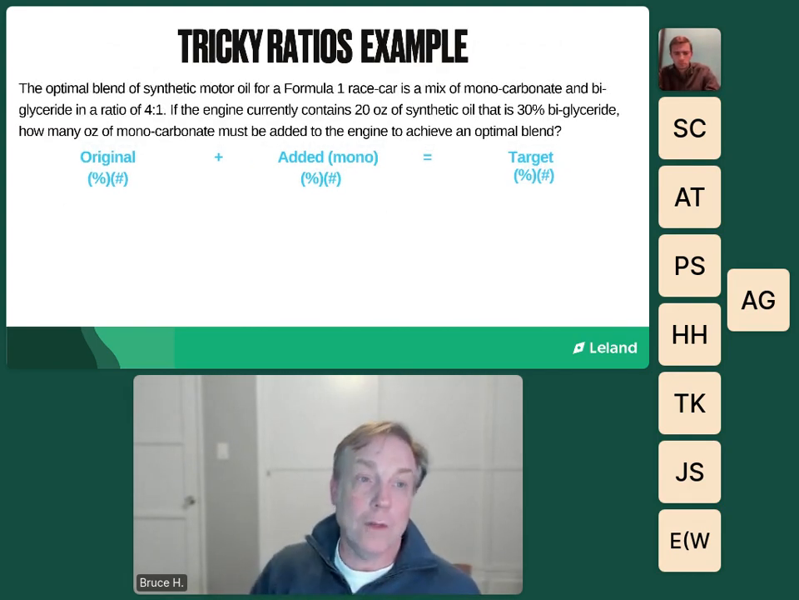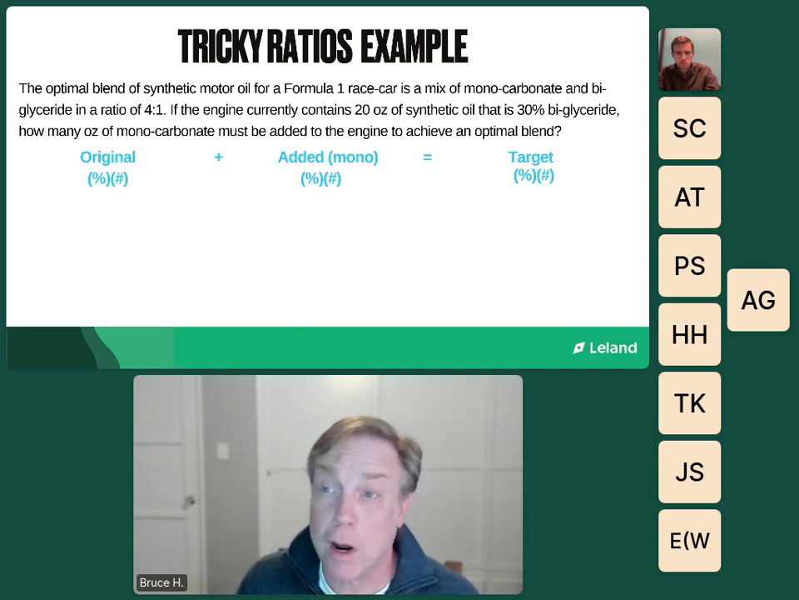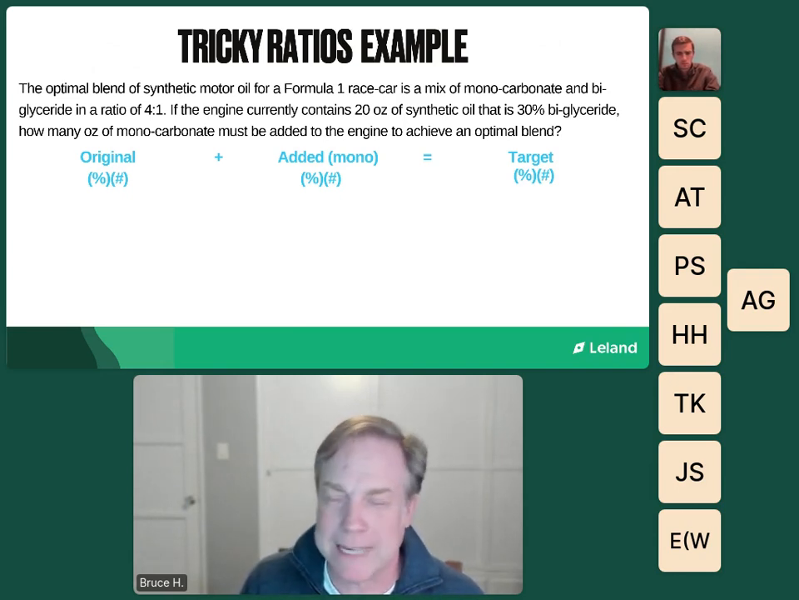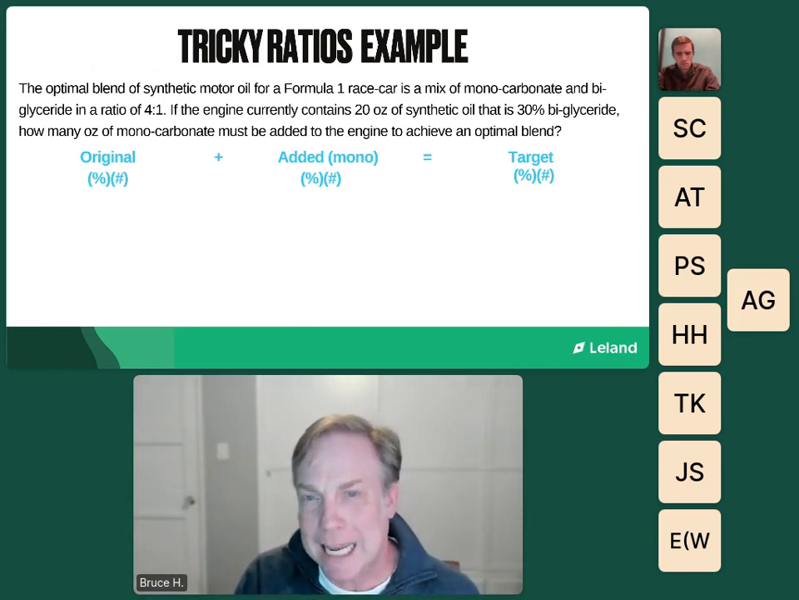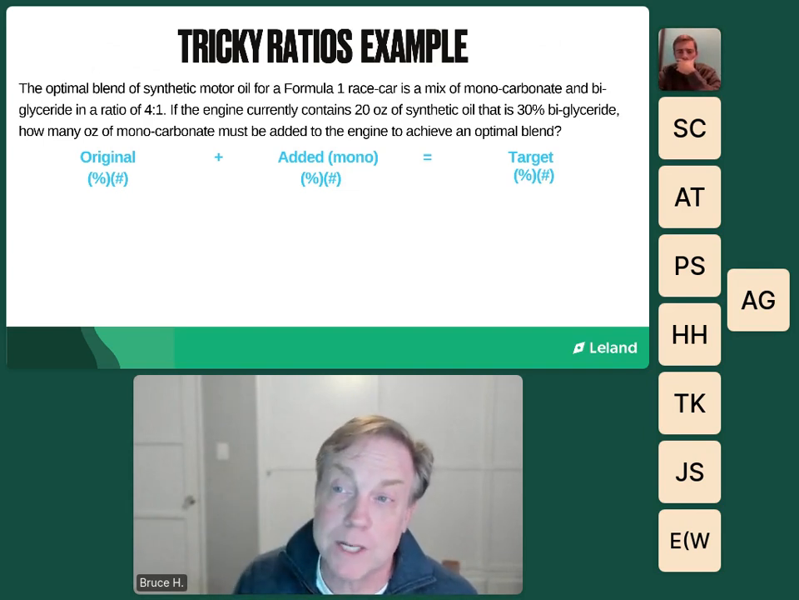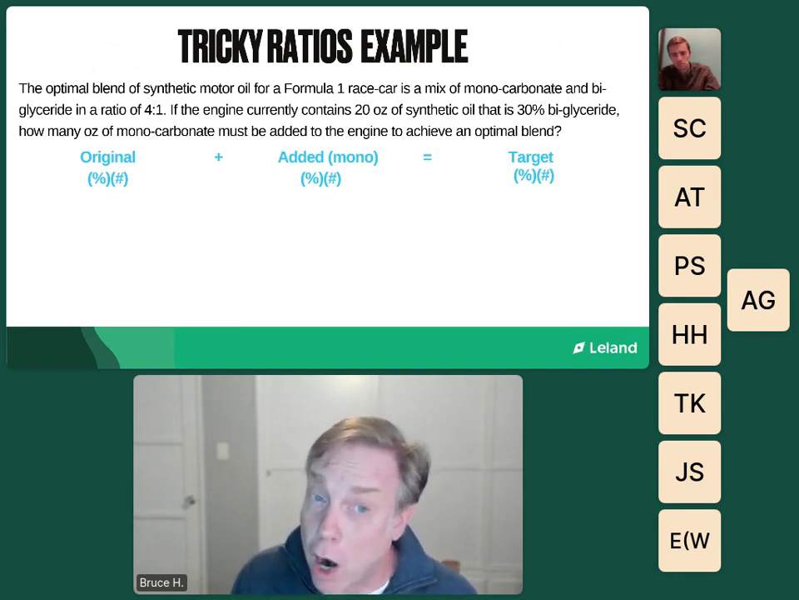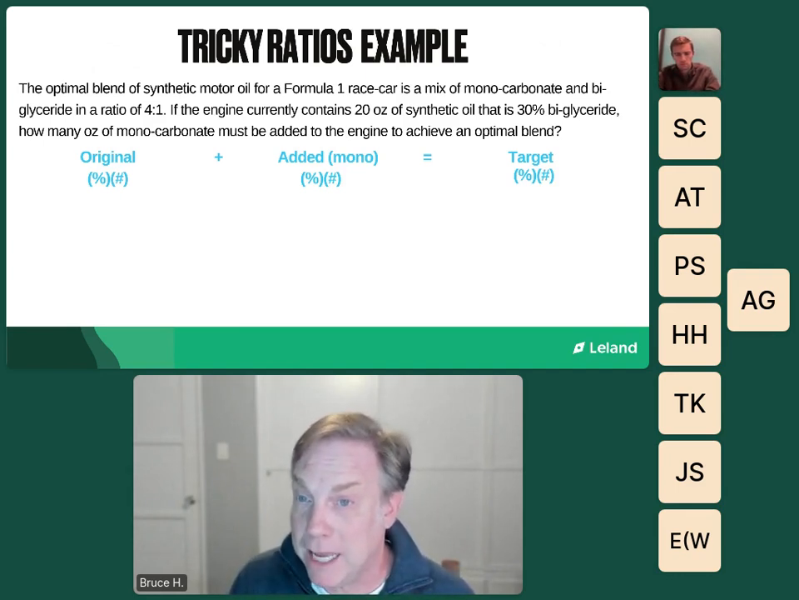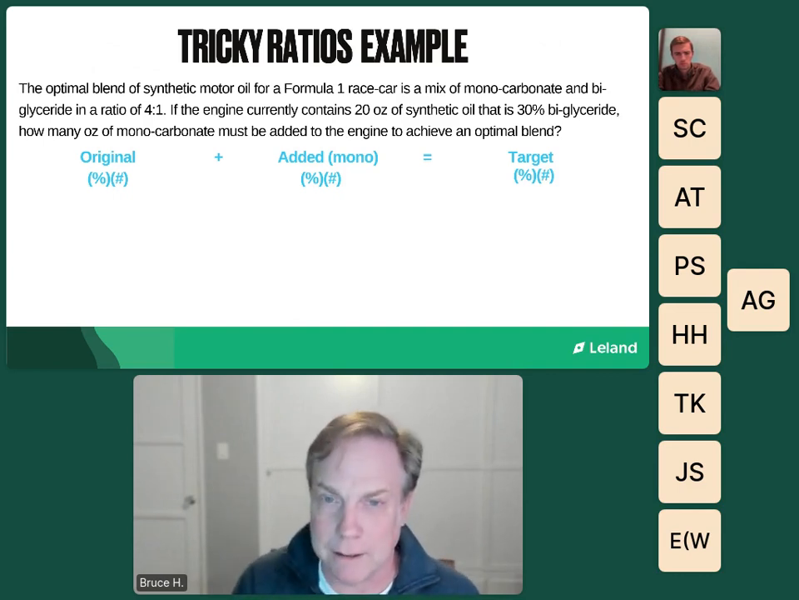Okay. Well, the optimal blend of synthetic motor oil for a Formula One race car is a mix of monocarbonate and biglyceride in a ratio of 4:1. By the way, that's absolutely not true. I don't know what I'm talking about. But if the current engine contains 20 ounces of synthetic oil, that is 30% biglyceride, how many ounces of monocarbonate must be added to the engine to achieve an optimal blend? Dun, dun, dun.